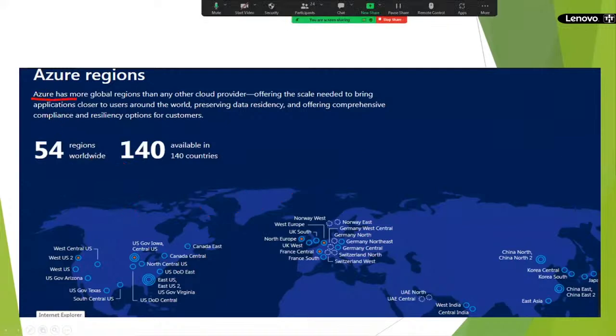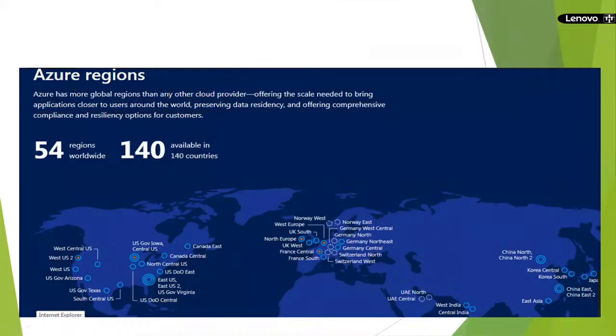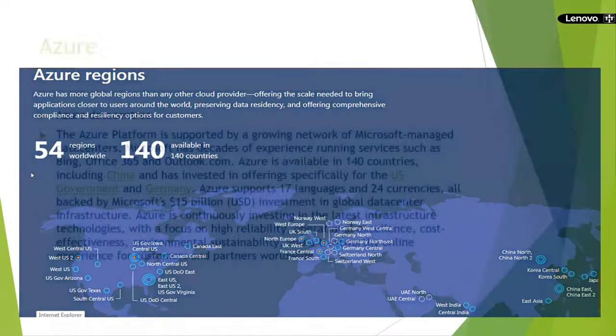What is the definition given? Azure has more global regions than any other cloud provider. Here the competitor is AWS. It offers scale, letting you bring your application closer to customers. If there are any issues, they can sort them out immediately, with low network latency, and they provide good support if you are facing any issues. Because of that, Azure has a lot of demand in the market. Most of the clients are migrating from AWS to Azure as well.